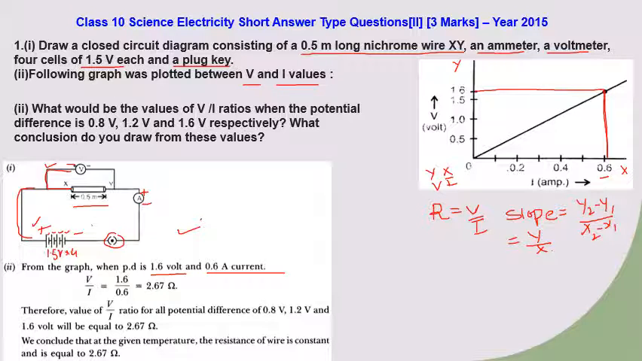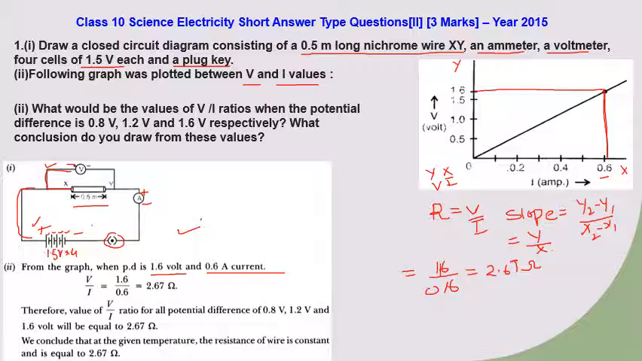Clear? And we know that the formula of slope is y upon x. You can take 1 upon 6 divided by 0.6, and when you do this you will be getting 2.67 ohm. Fine. So this is the answer for this graph.